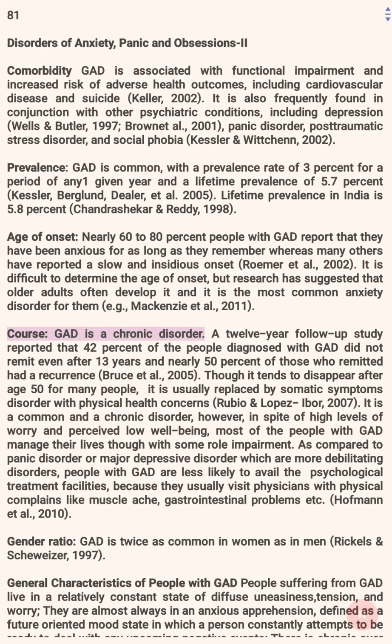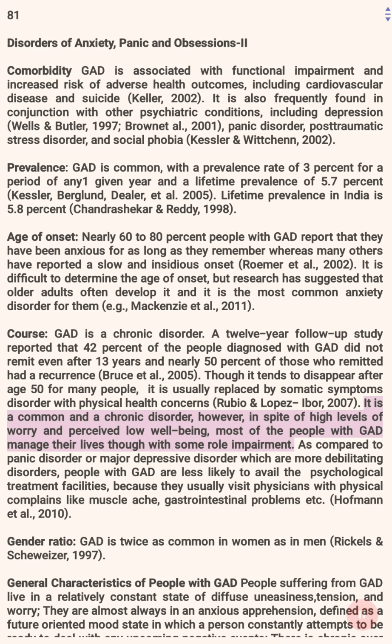Course. GAD is a chronic disorder. A 12-year follow-up study reported that 42% of the people diagnosed with GAD did not remit even after 13 years, and nearly 50% of those who remitted had a recurrence, Bruce and others, 2005. Though it tends to disappear after age 50 for many people, it is usually replaced by somatic symptom disorder with physical health concerns, Rubio and Lopez Ibor, 2007.